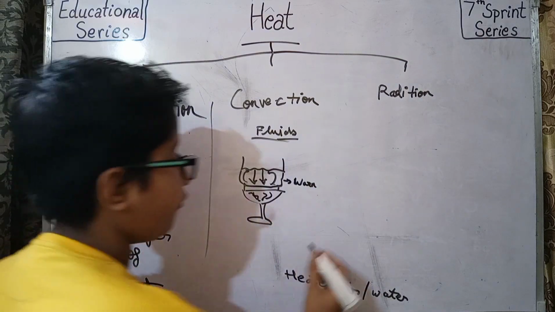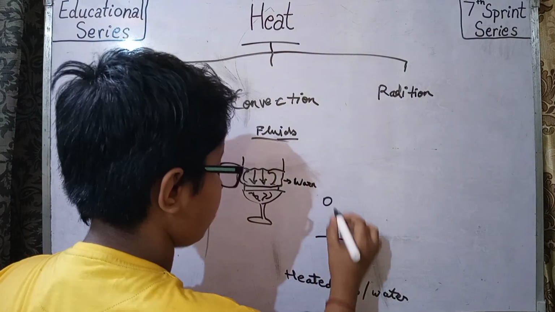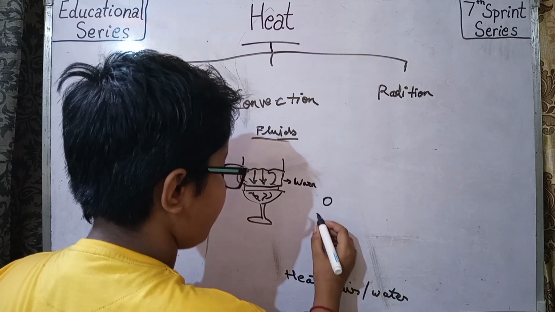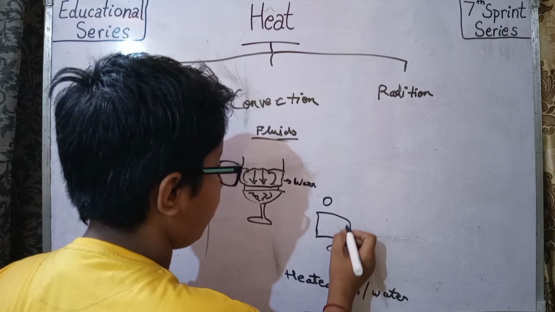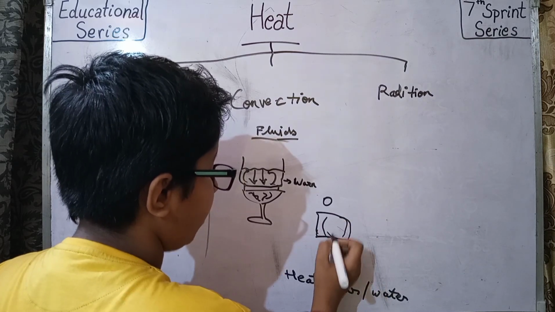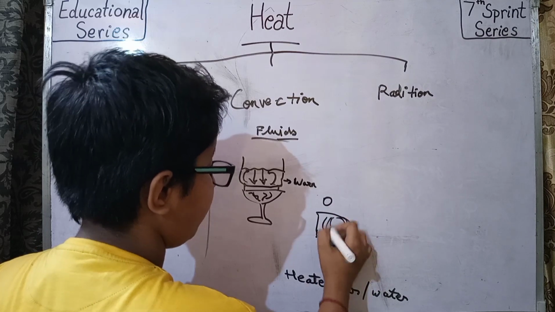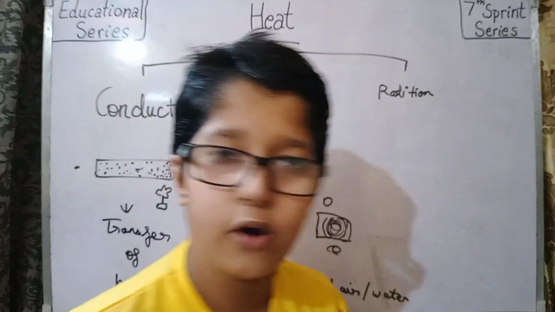Now let's take an example of air. For example, here is the sun as the source, and you take a container, and the hot air will go up and the heavier cold air will come down. Then this will become hotter and this will become colder. Then this process will repeat and repeat till all the air becomes hotter.